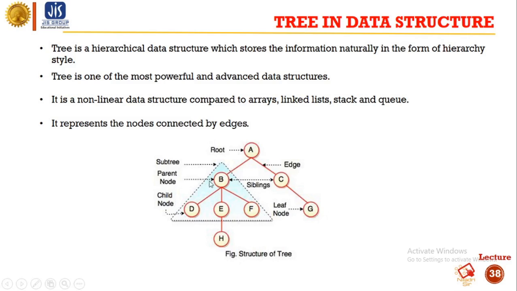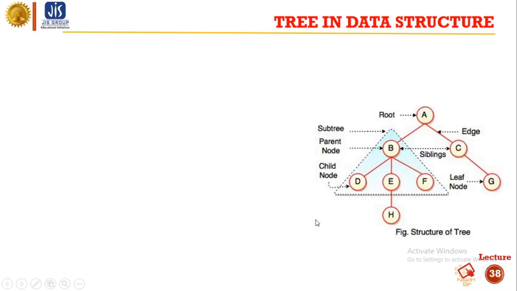Now, what is parent node? Parent node is nothing but B for D, E and F. These three nodes basically came from this B node. So that is why B node is the parent node of D, E, F. And what is child node? Basically, the nodes that come from a parent node are the child nodes. Now we'll discuss the definitions of root, edge, subtree.